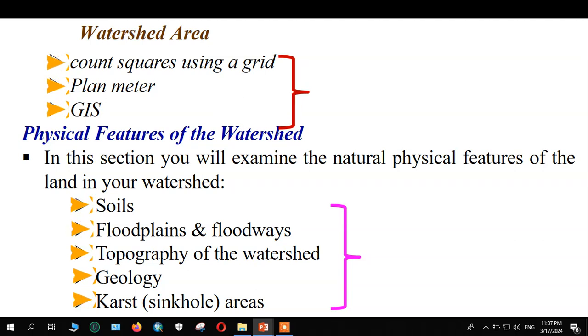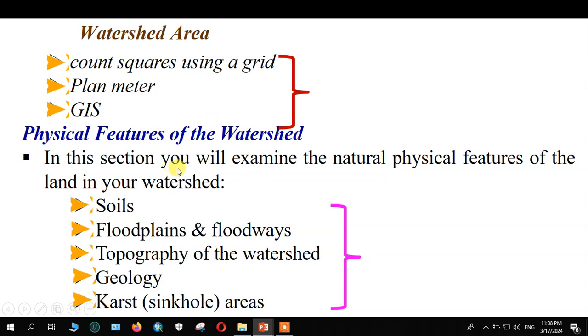Watershed area can be determined by three methods. The first one, count squares using a grid. Simply count the squares. Second is a planimeter, and the third is GIS. GIS determines the area of the watershed by calculating. This is a very important and very simple way; using GIS is the perfect one.